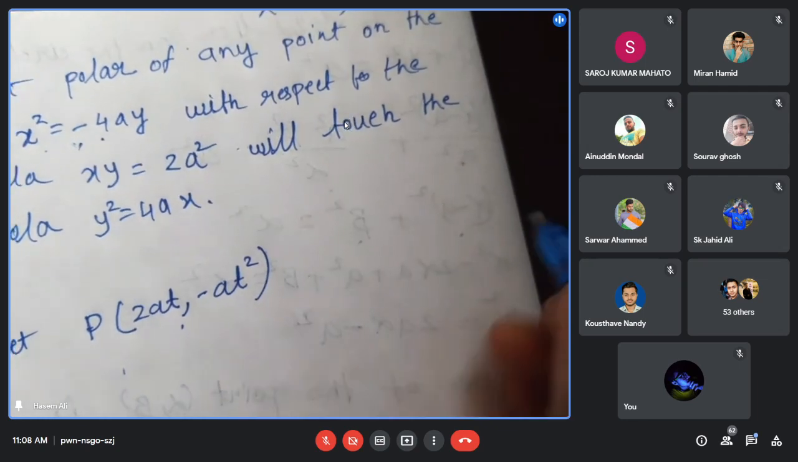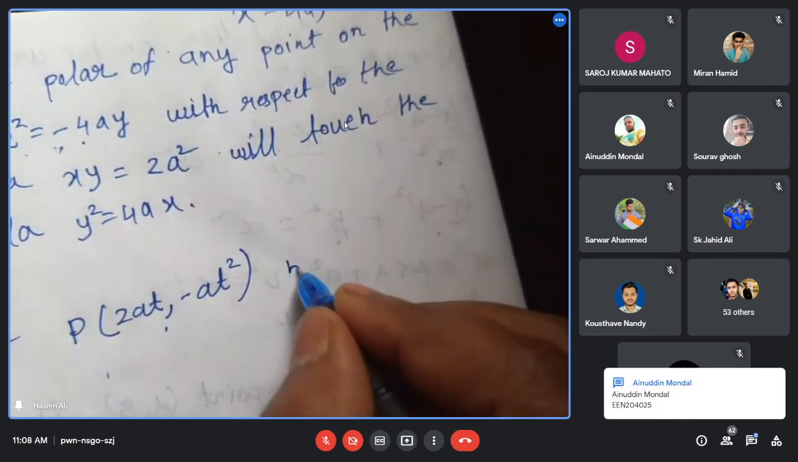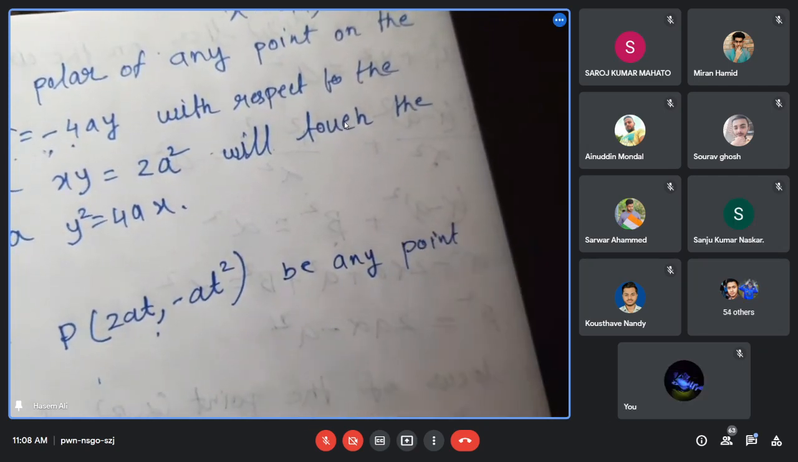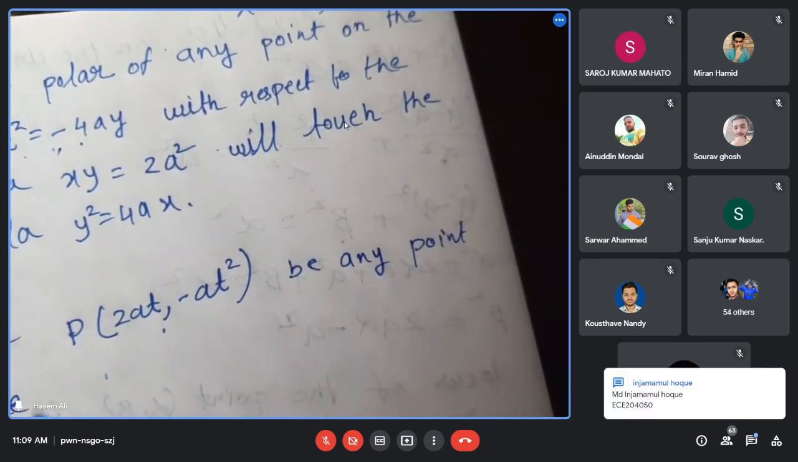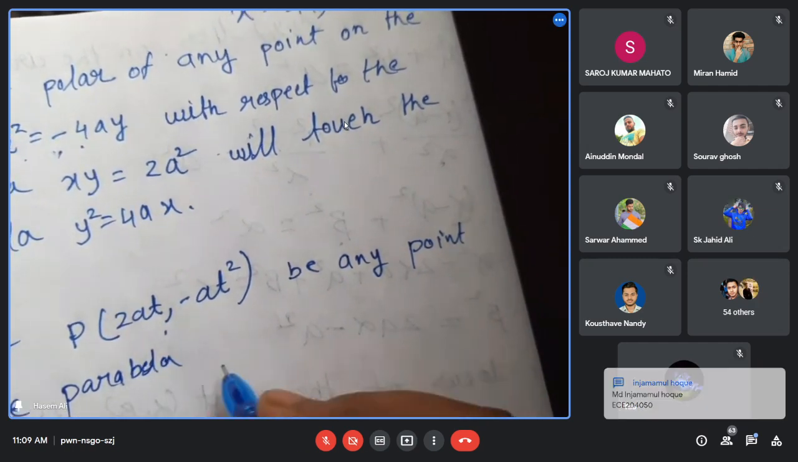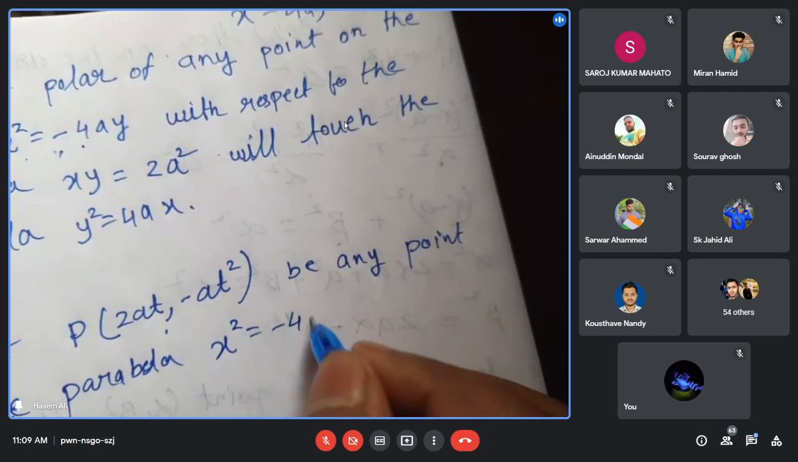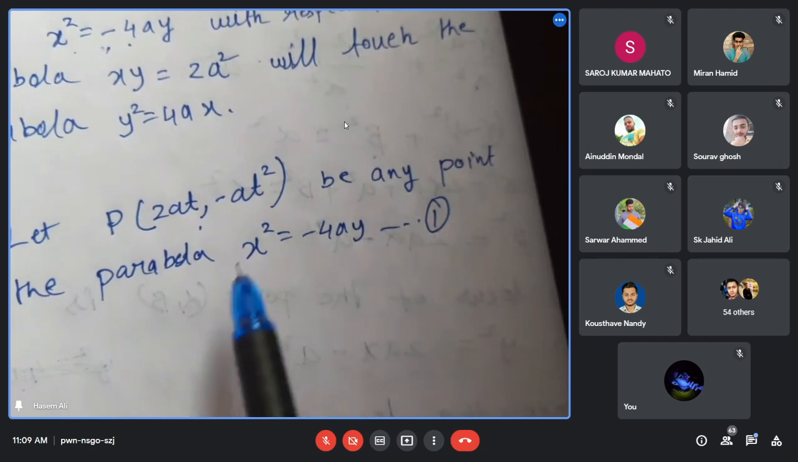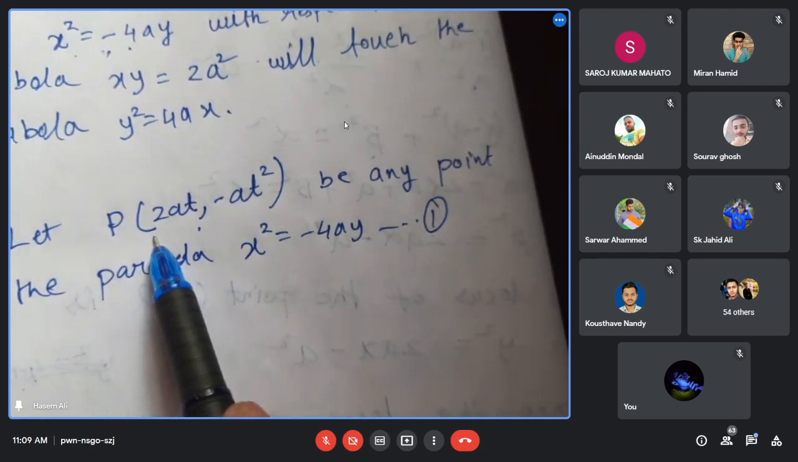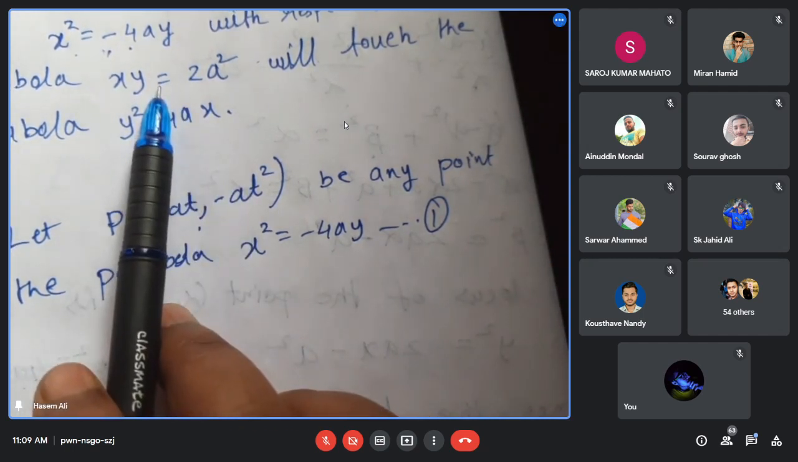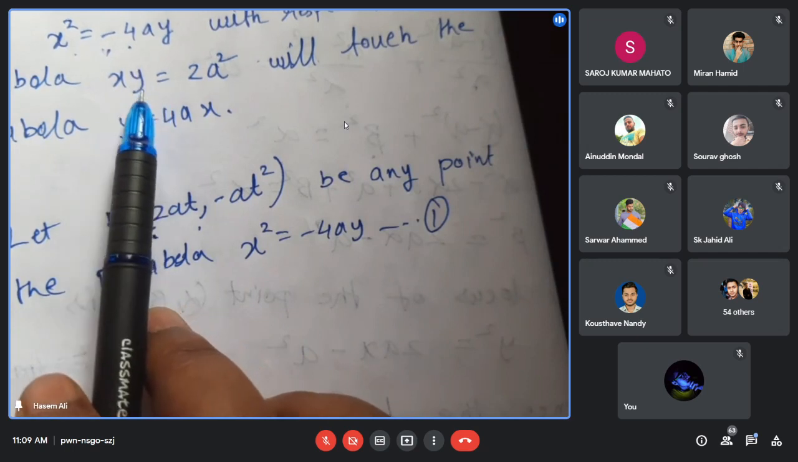Let P be any point on the parabola x square equals minus 4ay. Let this be our equation one. So this is the pole with respect to this hyperbola.